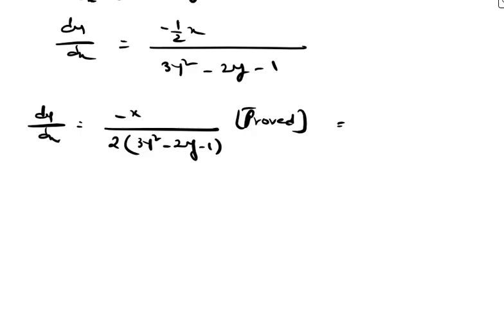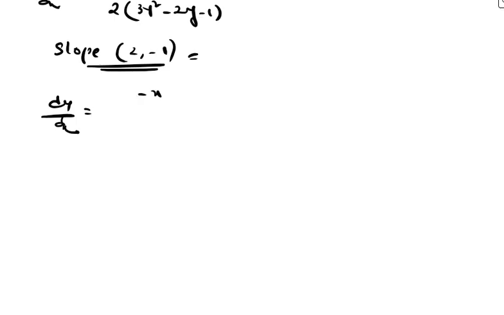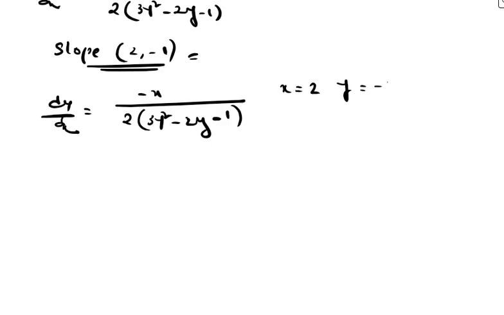Okay, now come to part B. Point P is near (2, minus 1) with x is equal to 1.6. Use the tangent line at (2, minus 1) to approximate y. So first find the slope at (2, minus 1). Use the formula dy/dx is equal to minus x by 2 into (3y squared minus 2y minus 1). Now substitute x is equal to 2 and y is equal to minus 1.